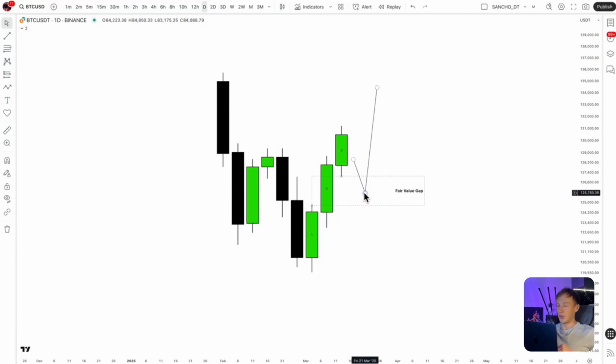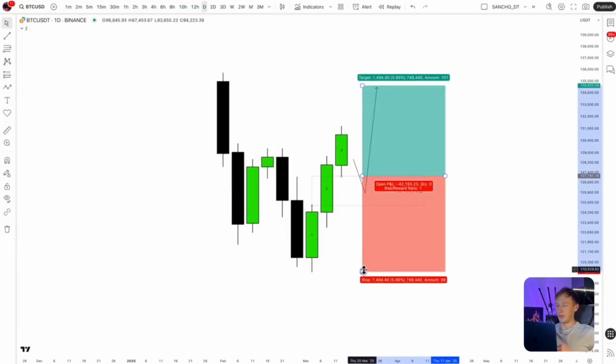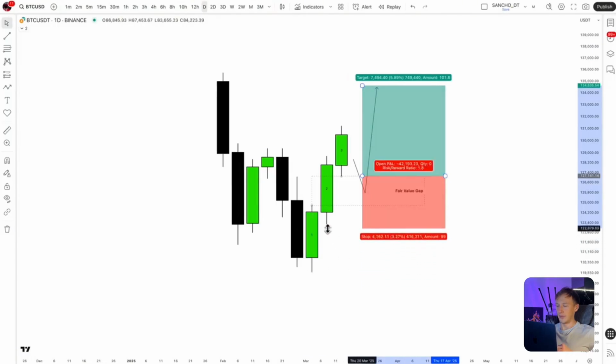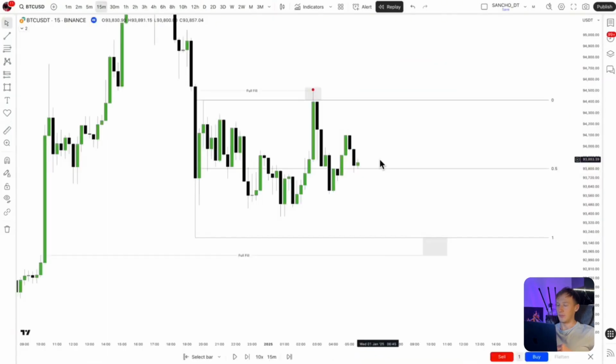A position is most often opened from the beginning of the imbalance. A protective stop is placed below the first candle of the formation and an aggressive stop below the second. Take profit in this example is at a risk-reward ratio of 1:2. Now let's move on to how to use imbalance in a real market situation.